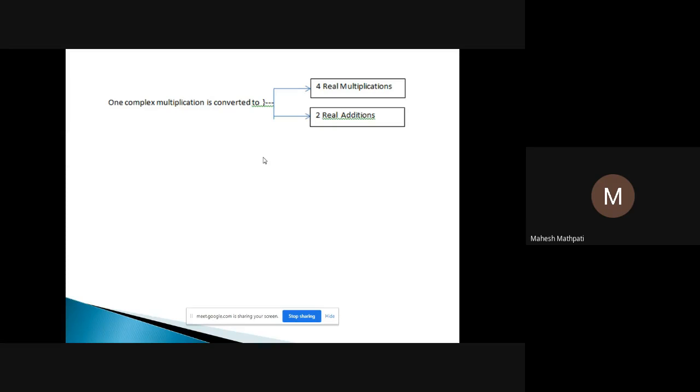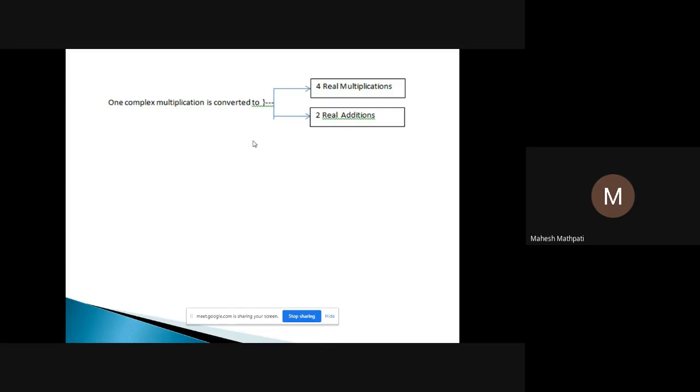That means one complex multiplication is converted to 4 real multiplications and 2 real additions. After that, you just add one line.